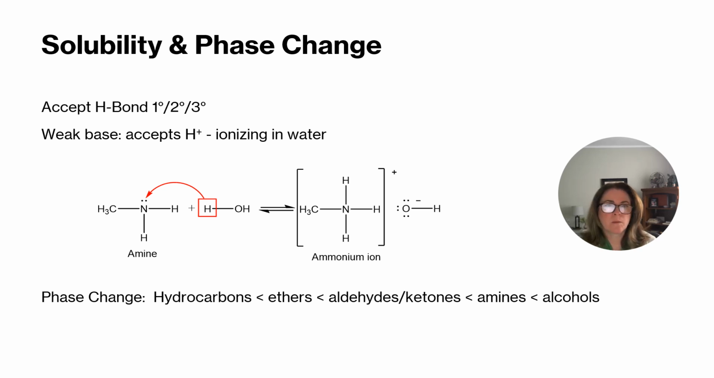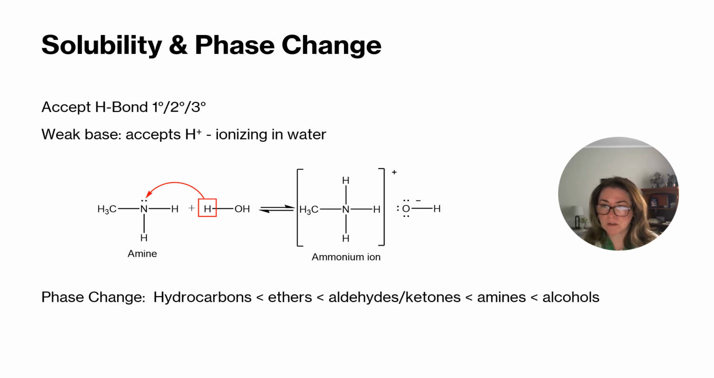Okay, so here we're going to talk about solubility and phase change. In the first couple of slides, we saw that the primary and secondary amines are going to engage in hydrogen bonding, and that your tertiary amines are not, right? Those have dipole-dipole interactions. However, all three of them can accept a hydrogen bond. Remember, you've got that lone pair on the nitrogen. This means that our amine is going to act as a weak base. It can accept a proton from water, and so this is going to allow it to ionize.